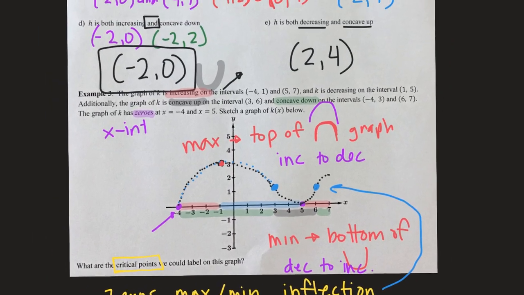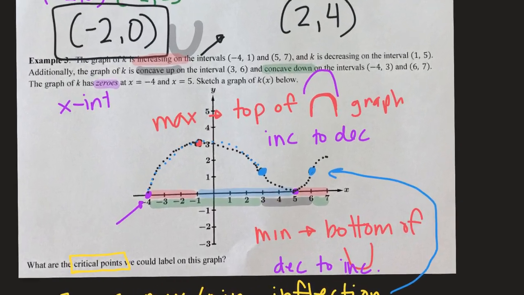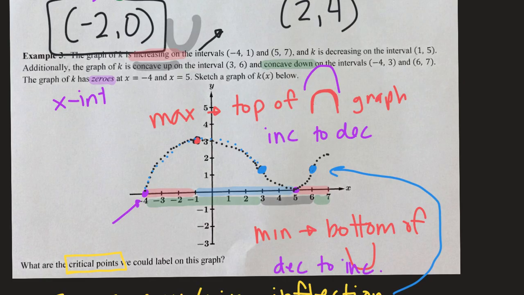Okay, so those are your critical points: the zeros, the maxes and the mins, and the points of inflection. Okay, inflection is where the concavity changes, and maxes and mins are where it changes from increasing to decreasing.